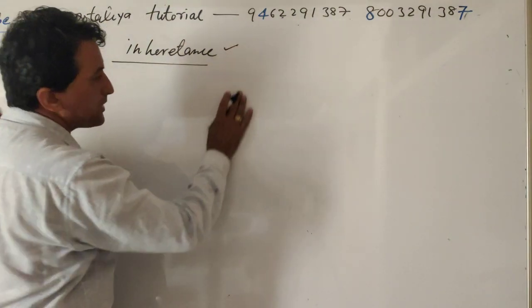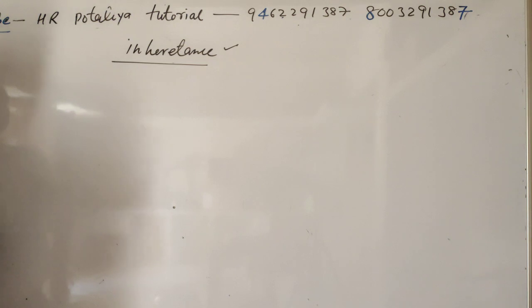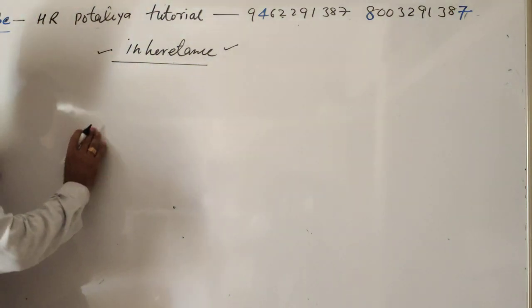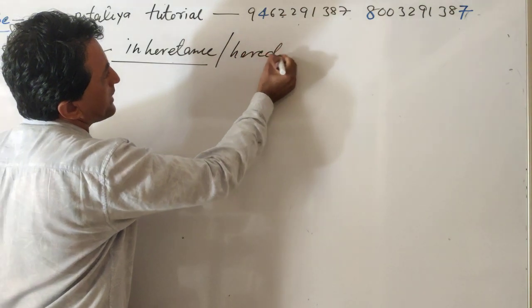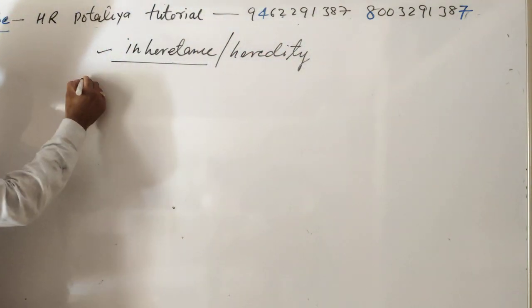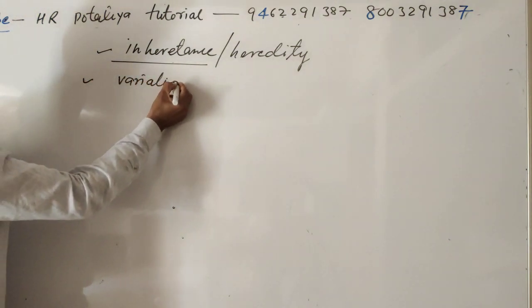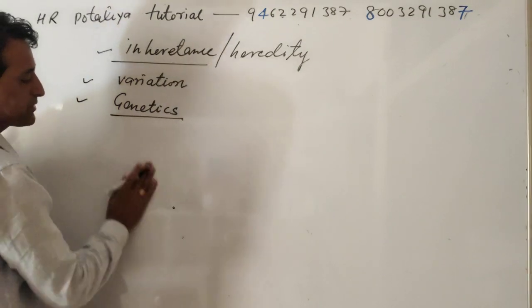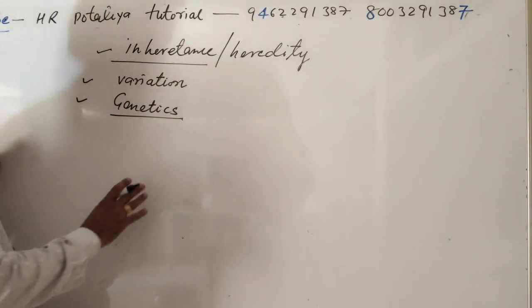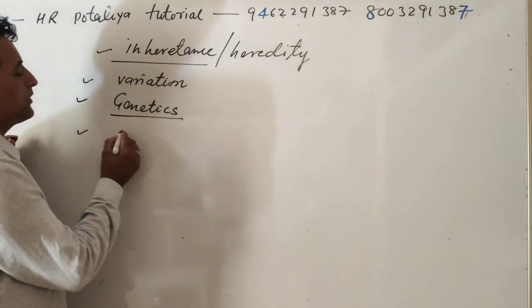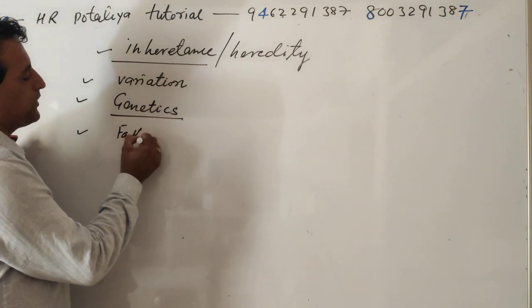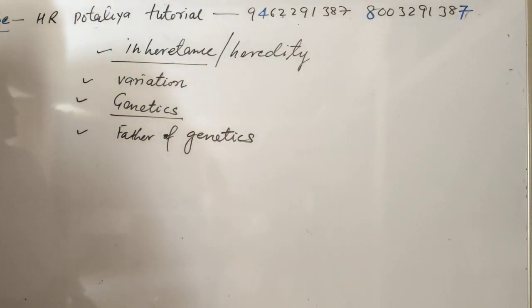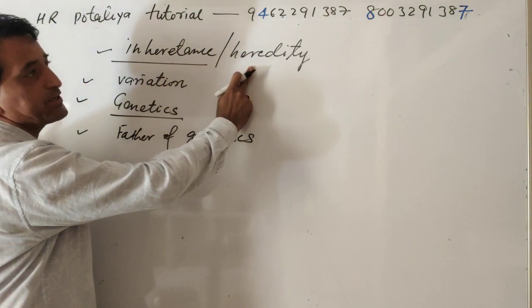Dear friends, in this part, first of all, some concepts are there. First, inheritance, which is also known as heredity. Second, the term variation. Third, the term genetics. What is genetics and what criteria should be used? And later on, Mendelism. Mendel is the father of genetics. Father of genetics. So first of all, inheritance as well as heredity.